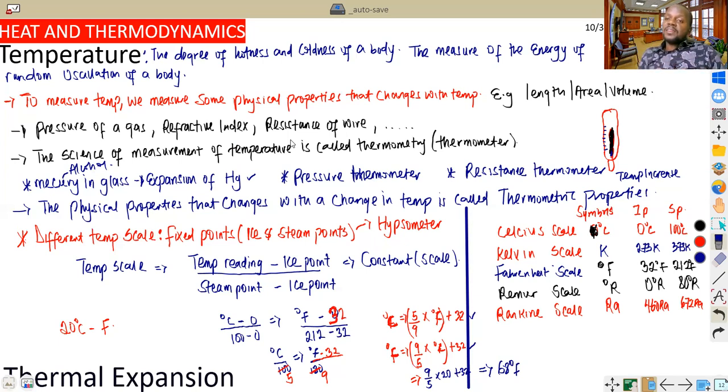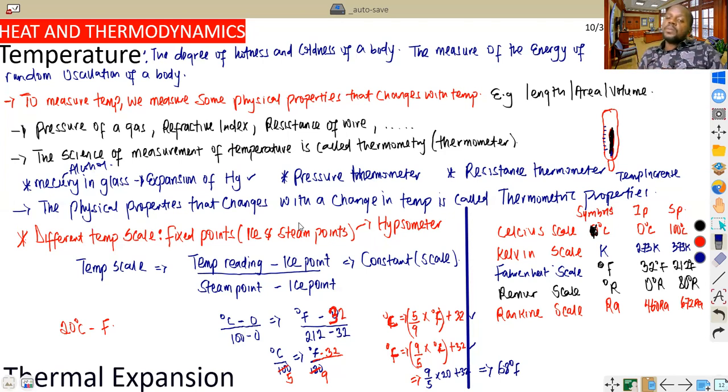Having said that, we also talk about properties that change with change in temperature, which we call thermometric properties. There are some liquids that behave like that; we call them thermometric liquids. We listed types of thermometers and talked about how they work. We also talked about different scales. We say we have 5 basic scales: Celsius, Kelvin, Fahrenheit, Reaumur, and Rankine.